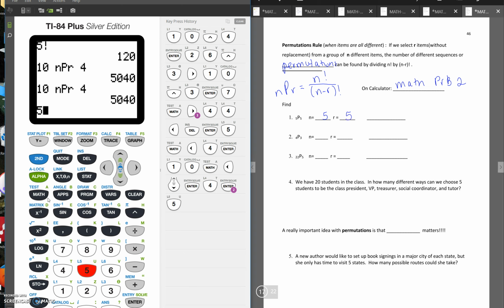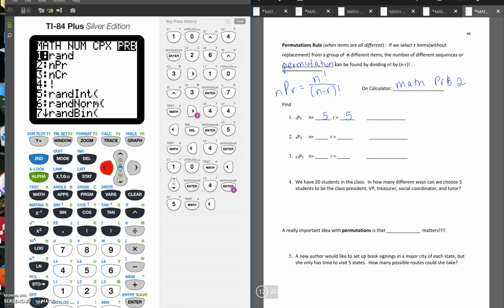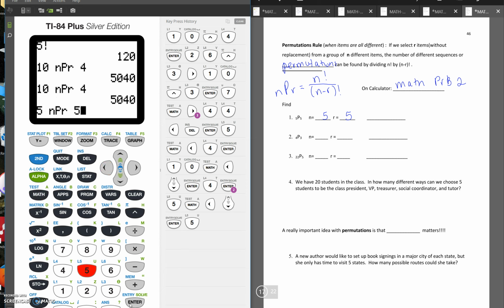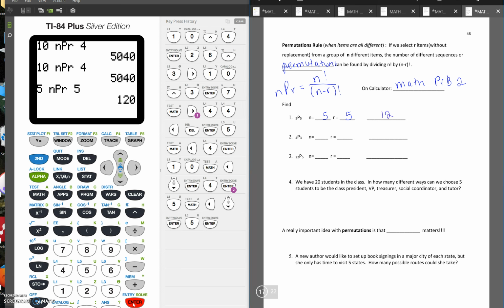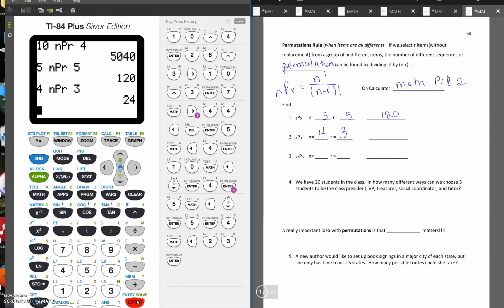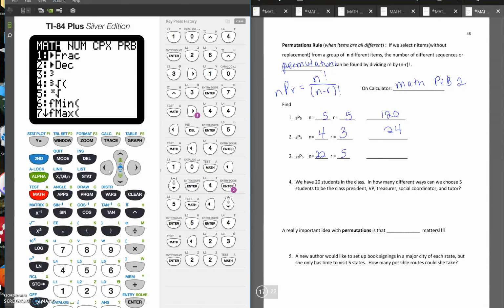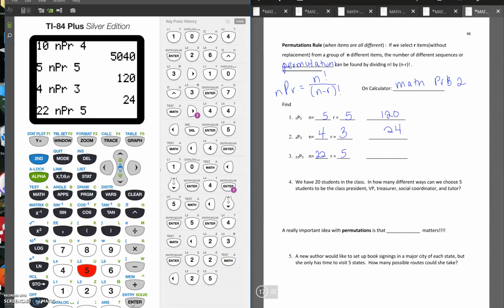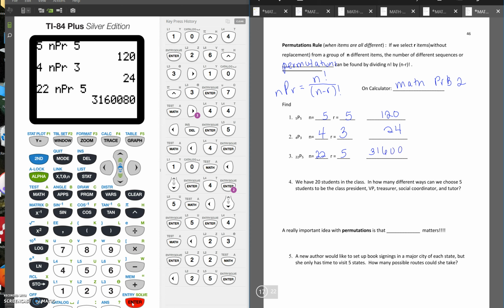So we do 5P5. So we get 120. If we want 4P3, we get 24, and 22P5, we get 3160080. So just over 3.1 million.